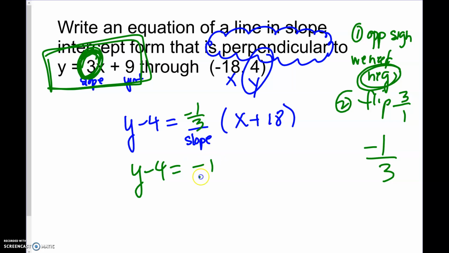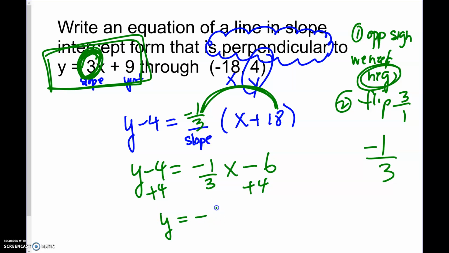All right, now we are going to distribute. So we have -1/3 x. And now what do we get when we distribute and multiply these together? A negative times a positive is a negative, and we get 6. All right, now we're going to add 4. So y equals -1/3 x minus 2.